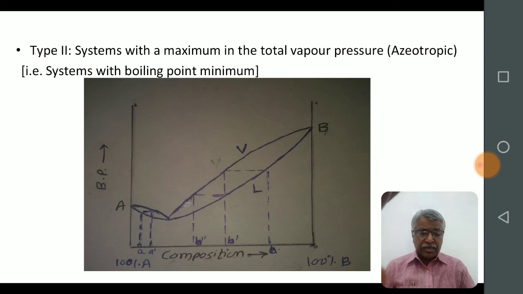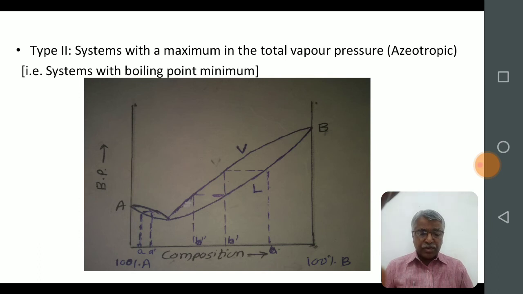Suppose the example of this system is ethyl alcohol and water. In the case of ethyl alcohol and water, the constant boiling mixture has a composition of 95.51% alcohol and 4.49% water. It boils at 351.13 Kelvin.